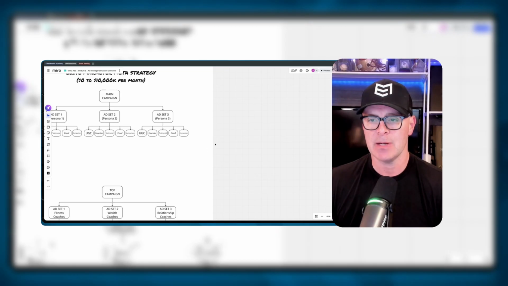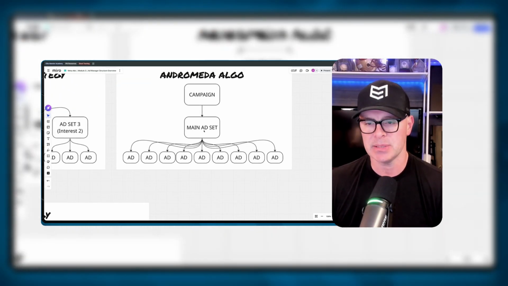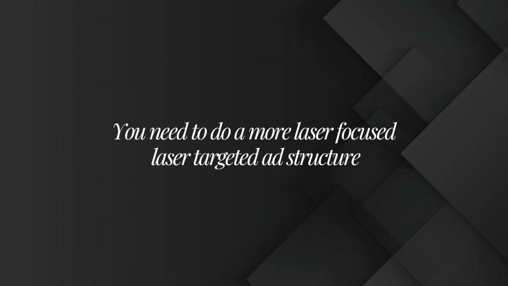Okay. Now, how is this different from Andromeda? What Andromeda says is you just do one ad set, go broad, and you target everybody. That's not going to work for someone who's just starting out, who has no ad data. You need to do a more laser-focused, laser-targeted ad structure. The ads are really, really important because it's the creative more than anything that determines the quality.